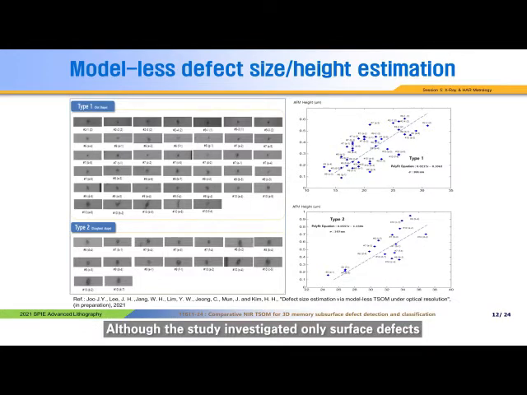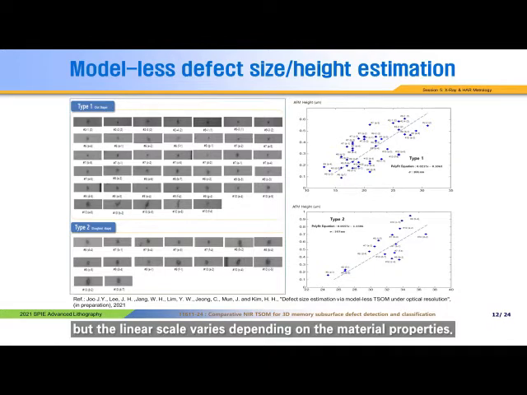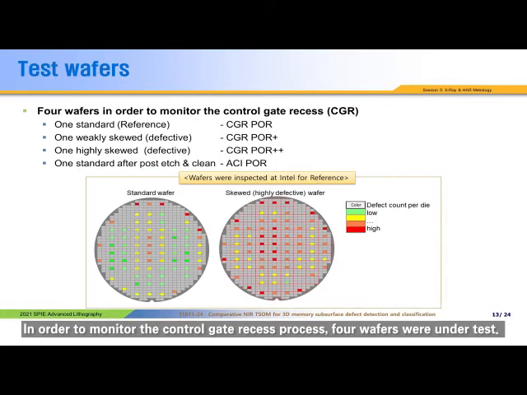Although the study investigated only surface defects, it can be assumed that the size estimation is still valid for subsurface defects, but the linear scale varies depending on the material properties. In order to monitor the control gate process, 4 wafers were under test.